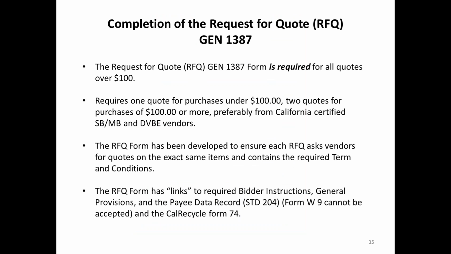The Gen 1387 Request for Quote form is required for all quotes over $100. The quotes must preferably be from a certified small business, micro business, or disabled veterans business enterprise. The RFQ form will ensure quality control in ensuring the program requests for quotes on exact same items and contain the required terms and conditions.